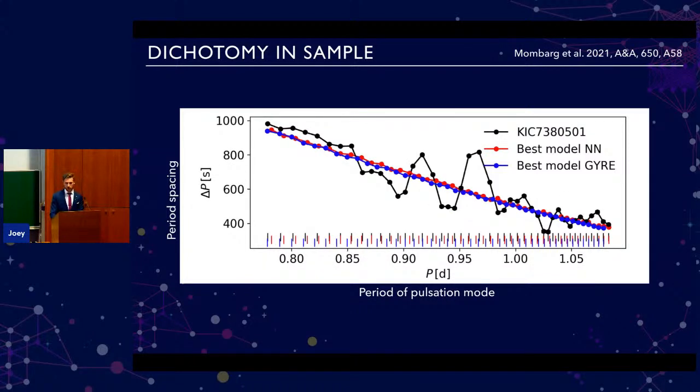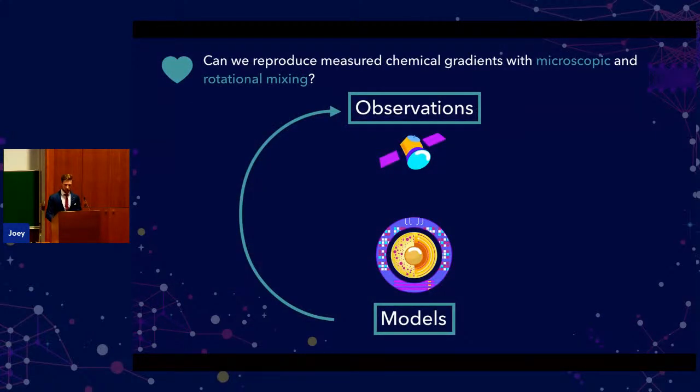And then on the other hand, we have stars that look like this. They have quite some modulation in their period spacing pattern, and our models cannot really reproduce these kinds of wiggles, or we have to go to very low values of this constant mixing in the envelope to even get close to the amplitude of these modulations that we see in the period spacing pattern. So this begs the question of whether we can reproduce the observed chemical gradients with microscopic and rotational mixing.